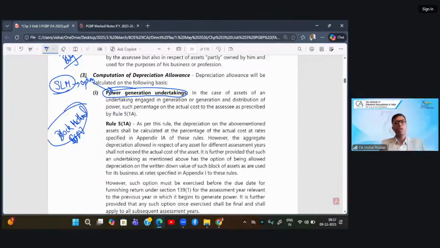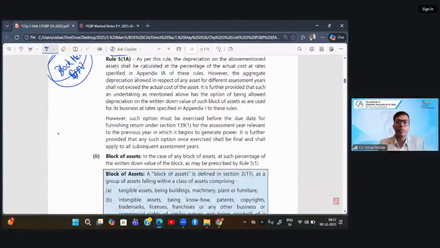So only to power generating entities, Rule 5A says that they can take depreciation as a percentage of actual cost, which is nothing but the SLM method. But for all other entities other than power generating entities, there is only one method, which is block. Now for power generation, they have the option between both these methods. This option has to be exercised by them in the first year before filing their returns. Whatever they exercise will be final and cannot be changed thereafter. So power generating units are also allowed this option only once.